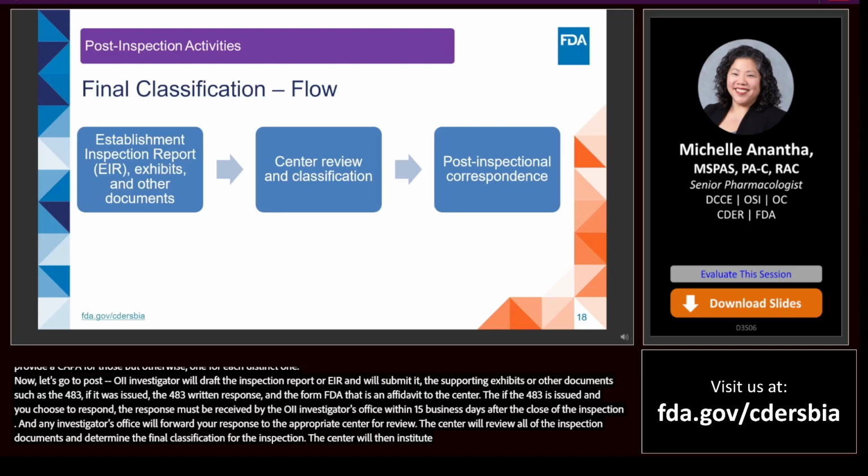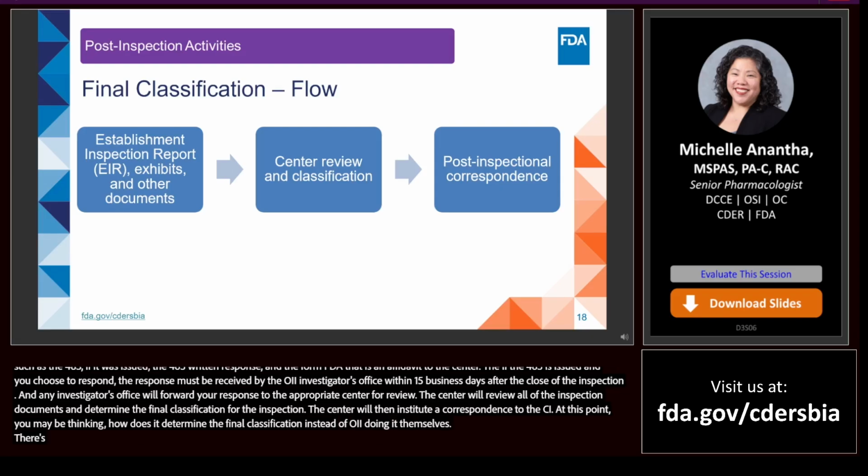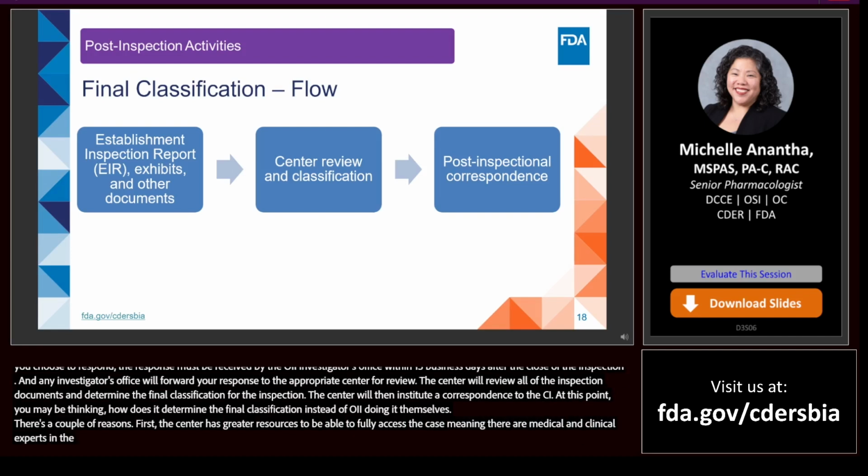So at this point, you might be thinking, why does the center review and determine the final classification instead of OII just doing it themselves? There are a couple reasons. First, the center has greater resources to be able to fully assess the case, meaning that there are medical and clinical experts in the review divisions and regulatory experts in the center and the Office of Chief Counsel.